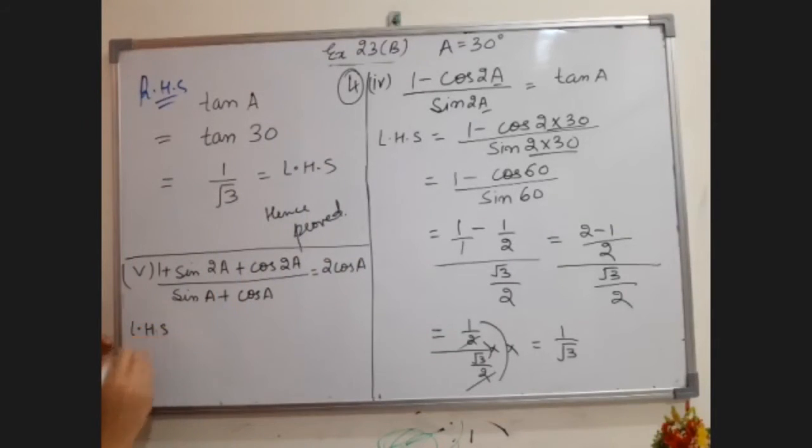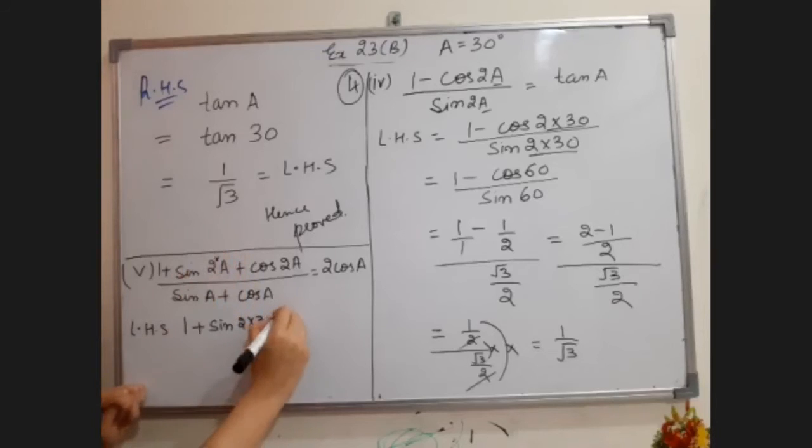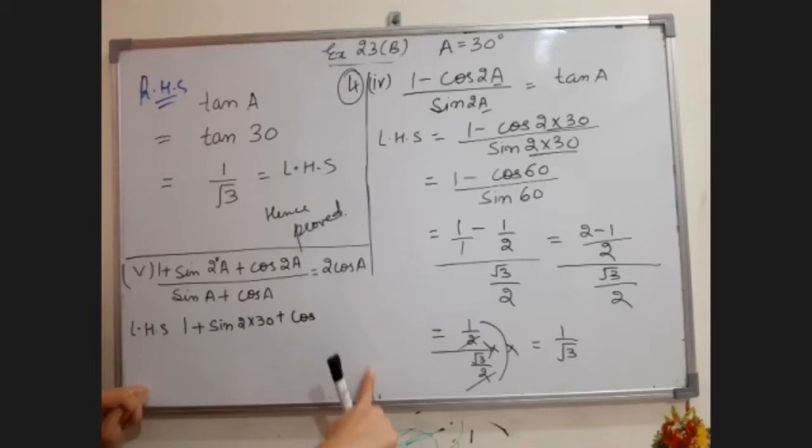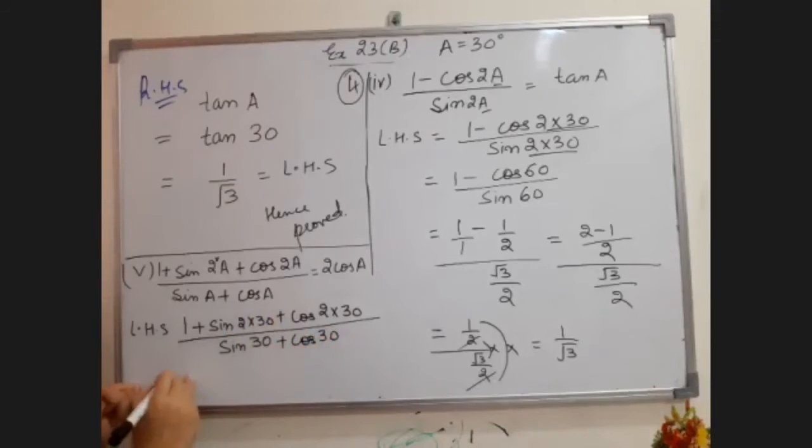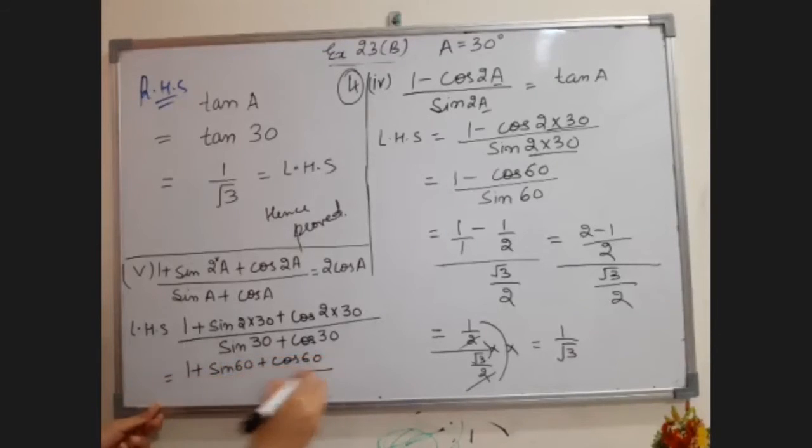So on the left hand side I'll write 1 plus sin, and we can write the value of a. What is the value of a? 30. 2 into 30 I can write because 2a is there. So 1 plus sin 2 into 30 plus cos 2 into 30, by sin a, so sin 30, plus cos a, cos 30. So 1 plus sin 60 plus cos 60 by sin 30 plus cos 30. Now we can just substitute their values.